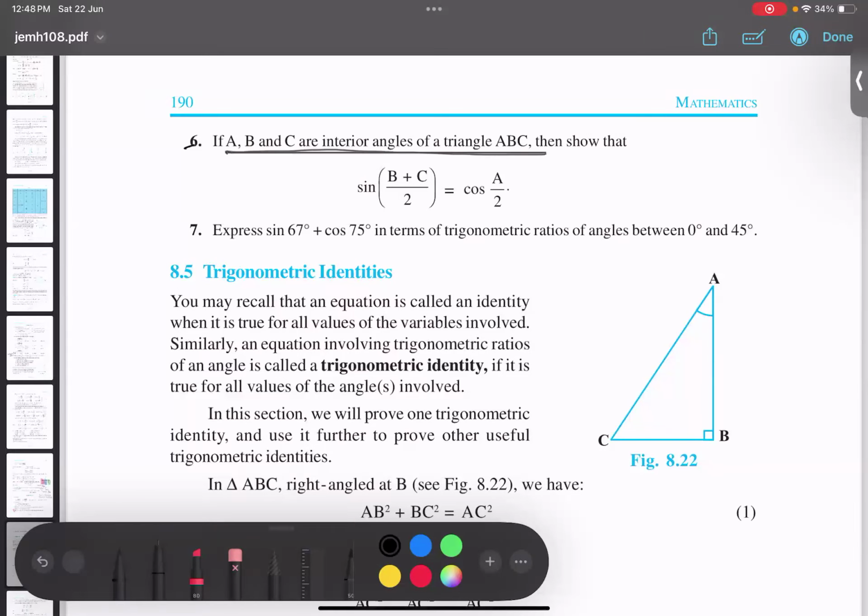A, B, C are interior angles of triangle ABC, show that this equals this. So if I talk about a triangle, this is a very good triangle. So triangle ABC. They are saying sine of (A plus B) upon 2 equals cos of A upon 2. If I'm talking about a triangle, which property comes to your mind very easily? Angle sum property. Very good.